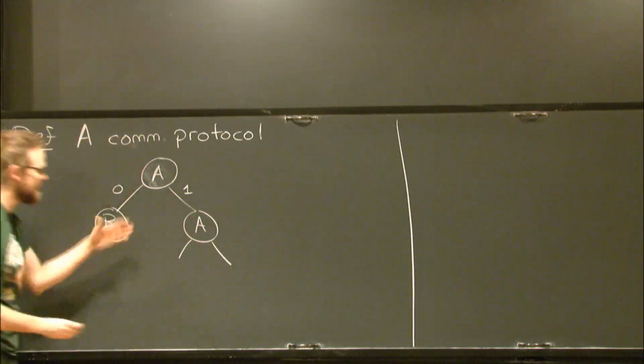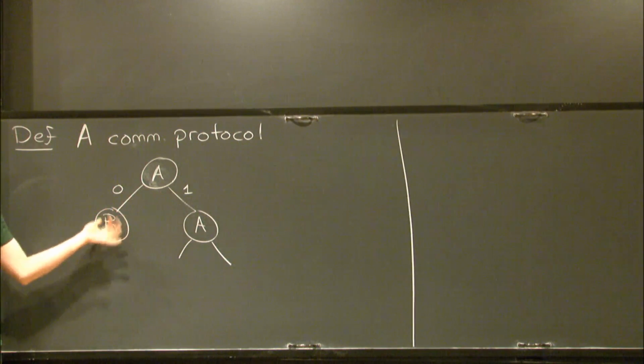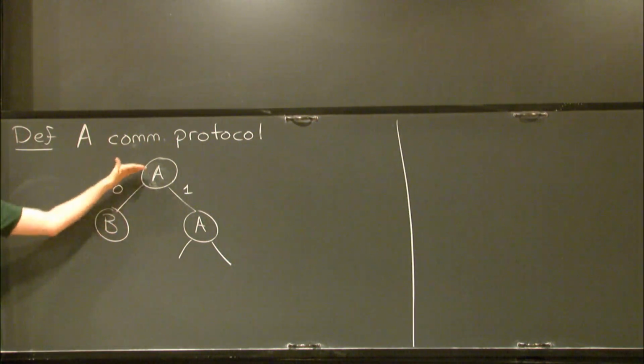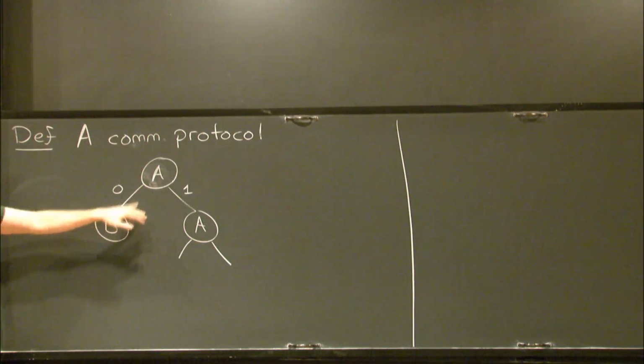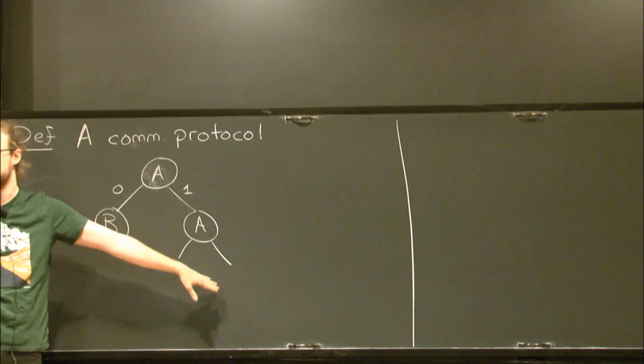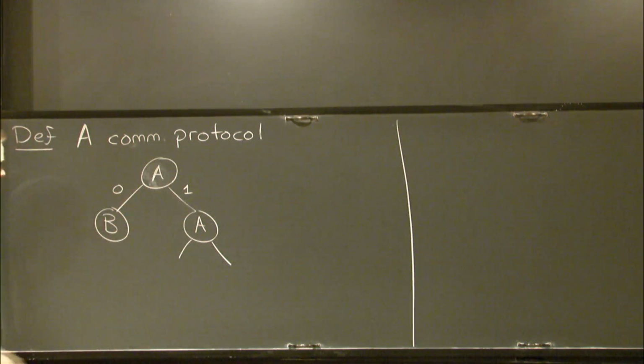And of course, we're not going to make any restrictions on alternation. We don't need to have them play one at a time. Alice could send multiple bits in sequence if she wants, maybe to send her entire input or something like that.